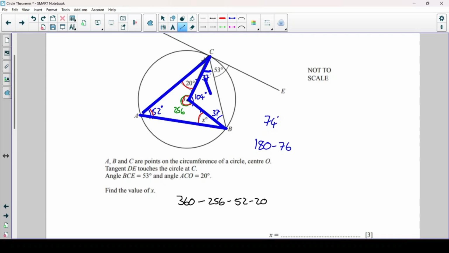Okay, maybe there's a quicker way that I haven't spotted. Like I say, if you spot it, let me know below. Quickly going to use my calculator just to speed it up a little bit. I got 32, seems like a reasonable answer.